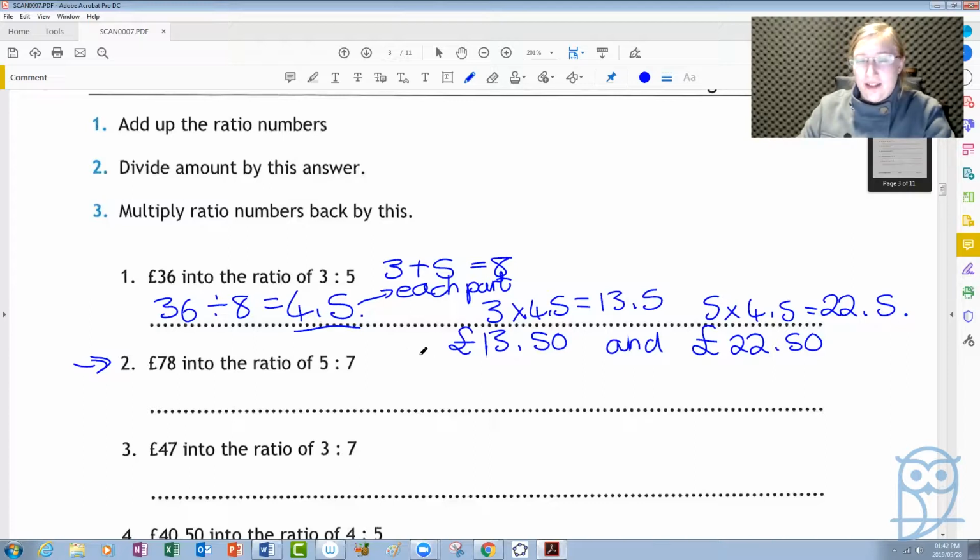Okay, so we're dividing something into a ratio. Here we have 78 pounds that we want to divide into the ratio 5 to 7. Here we just did it for 36 pounds in the ratio 3 to 5.